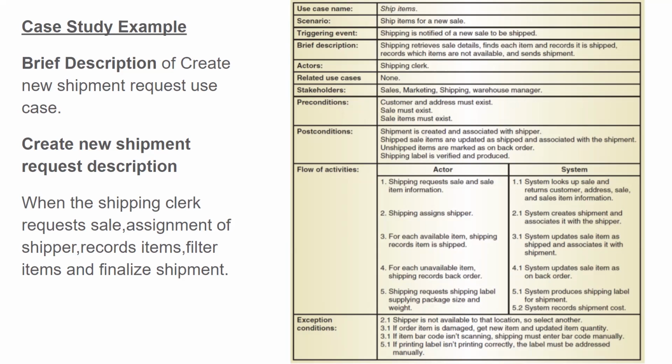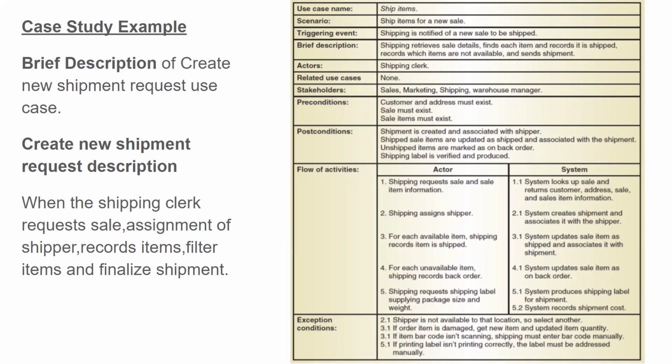And at certain times, there will be exception conditions, whereby if it doesn't follow the actual flow of activities, where something obstructs the flow of the activities, that's when the exception conditions come through. For example, 2.1, the shipper is not available to their location, so select another. There's no shipper, so they have to select another one. Or if the item is damaged, get a new item and update item quantity.